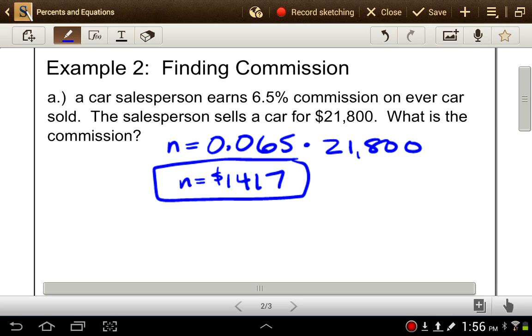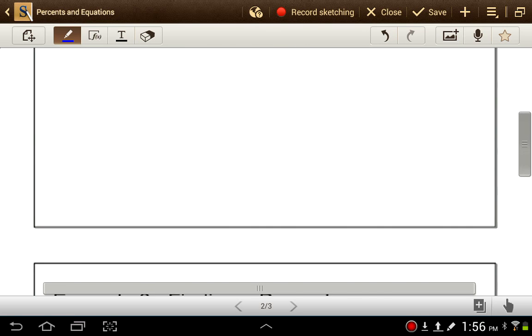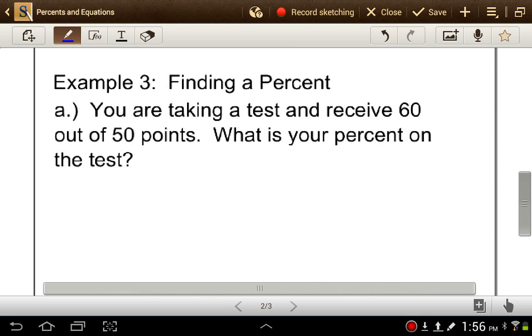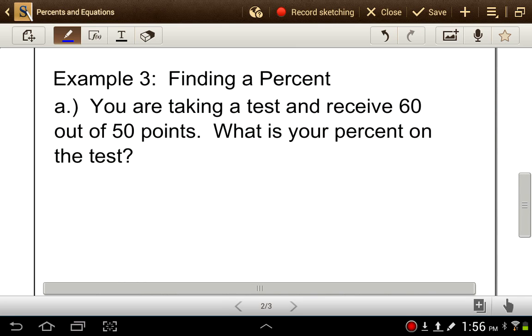All right, I'm done with that. That is the end of example 2. If you need to pause, go ahead. Here's example 3. In example 3, we're going to be finding the percent. Now the next two examples are going to be more work because you're not going to end up with the variable on the other side by itself. You're going to have to solve these equations.